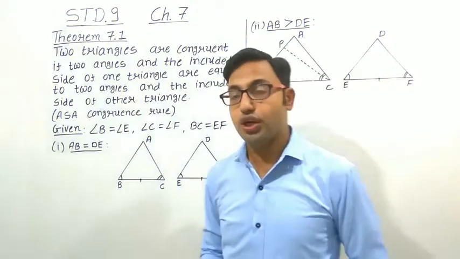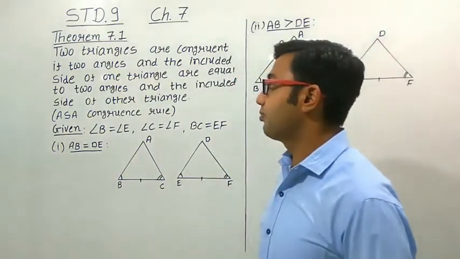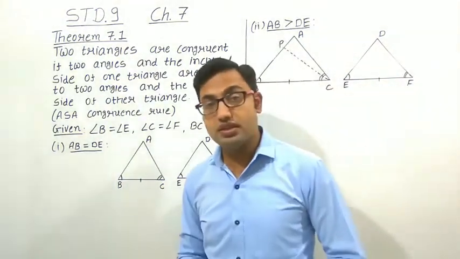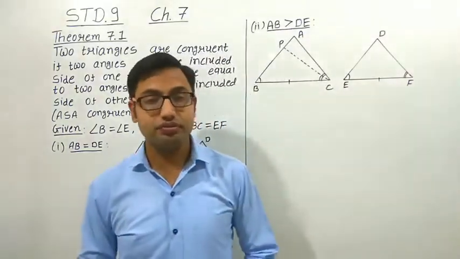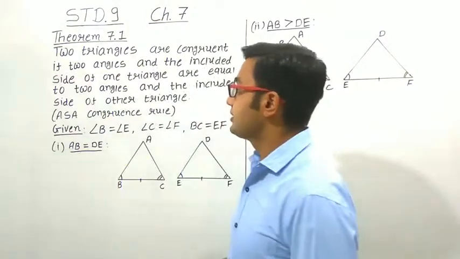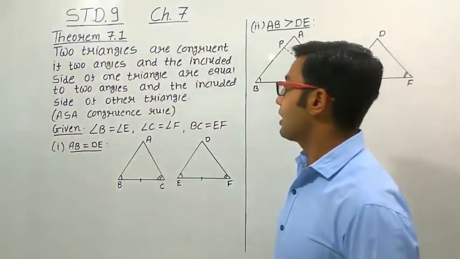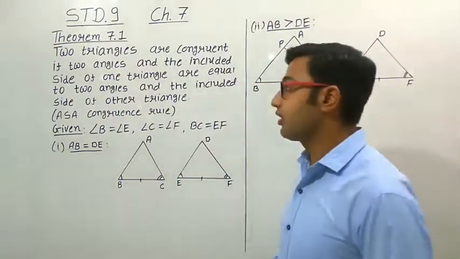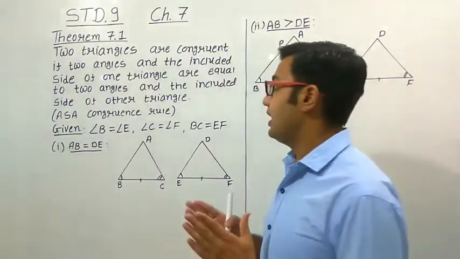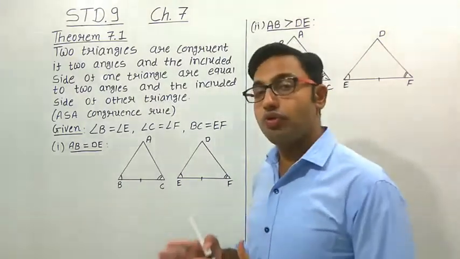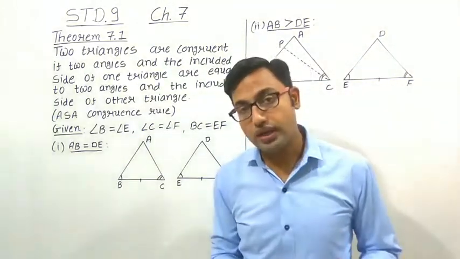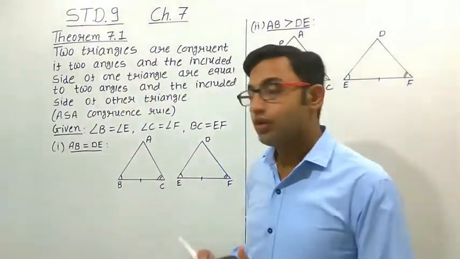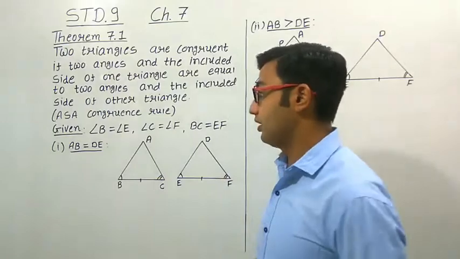Hello students, today we will study the theorem number 7.1. This is the topic of standard 9 chapter number 7, triangles. What is the statement? The statement is: two triangles are congruent if two angles and the included side of one triangle are equal to two angles and the included side of the other triangle.